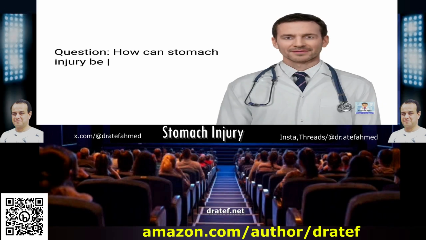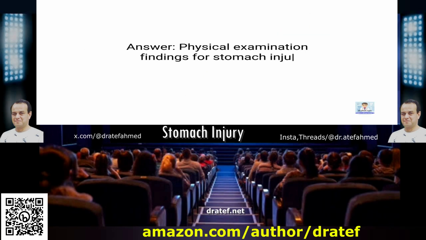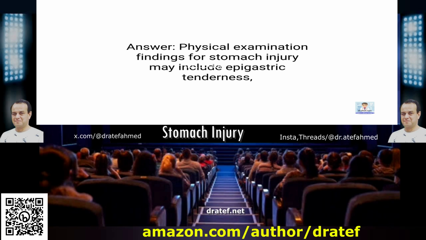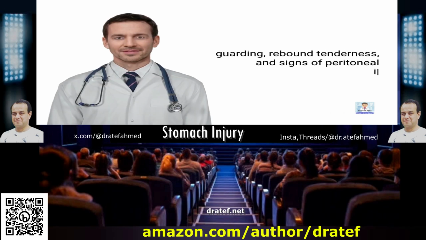Question: how can stomach injury be assessed during a physical examination? Answer: physical examination findings for stomach injury may include epigastric tenderness, guarding, rebound tenderness, and signs of peritoneal irritation.